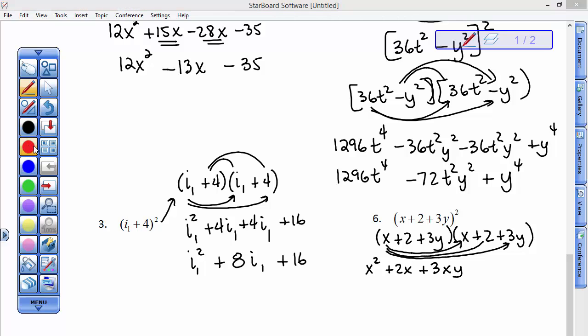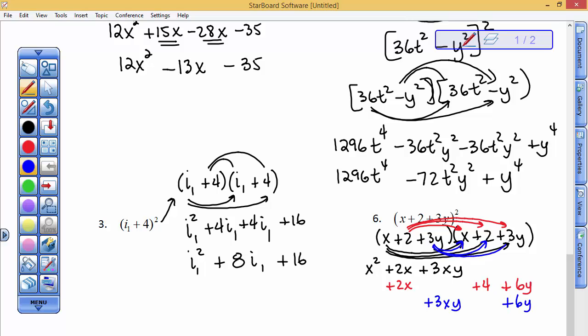In order to keep track of myself, I'm going to use a different color now. So 2 times x is a 2x, so I'm going to put it right below this other 2x. 2 times 2 is 4, so I'm going to stick it way over here to the right. And 2 times 3y is 6y, and there is no 6y over here. I'm going to use blue now for the last. 3y times x is 3xy, so I'm putting it underneath this one. 3y times 2 is 6y, so I'll stick it underneath this one. And 3y times 3y is 9y squared.